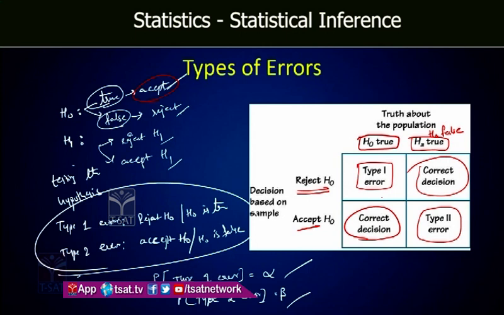Type 1 error means rejecting the H naught when H naught is true, that is fixed. Type 2 error is accepting H naught when H naught is false, that is constant. We have to remember those things. Don't try to make any alterations. Type 1 error means rejecting H naught when H naught is true, that is fixed.